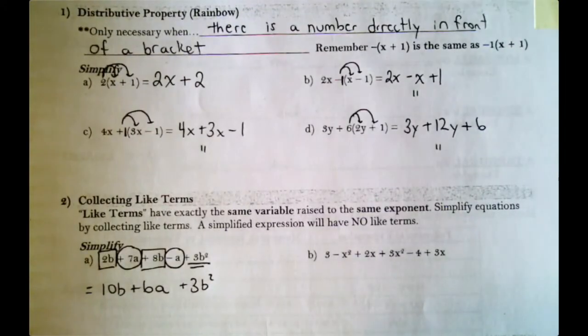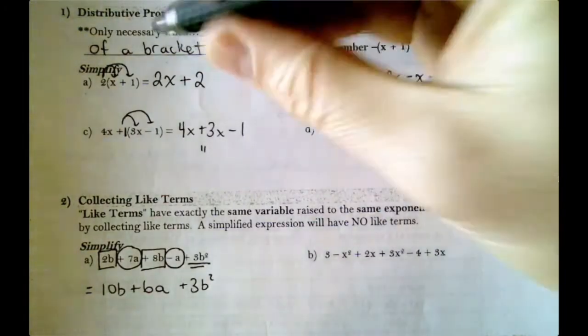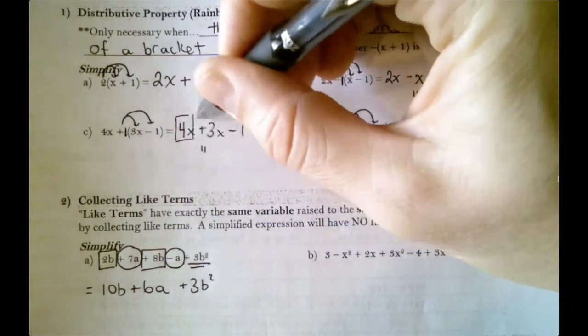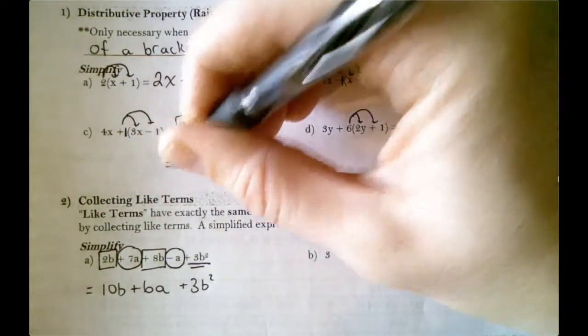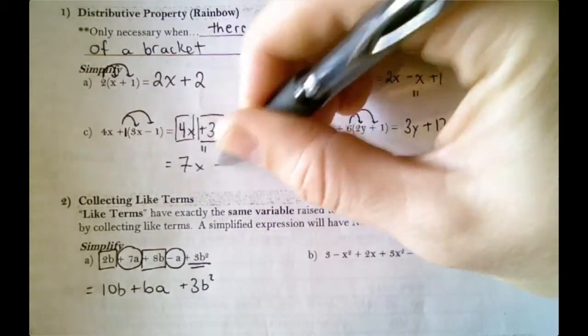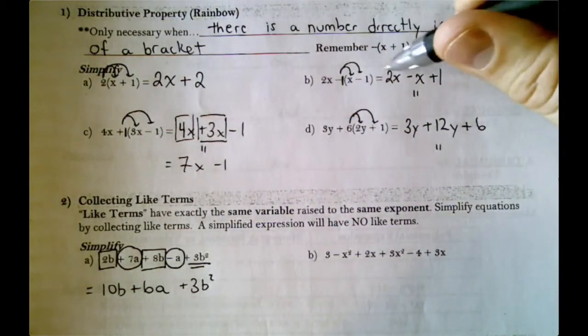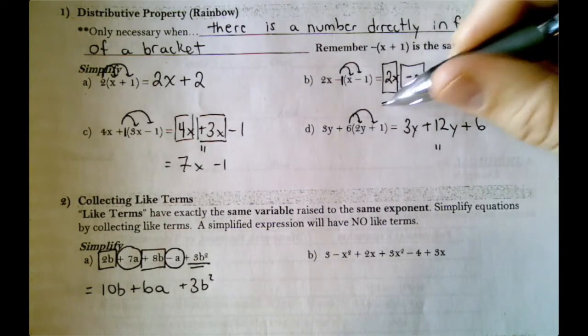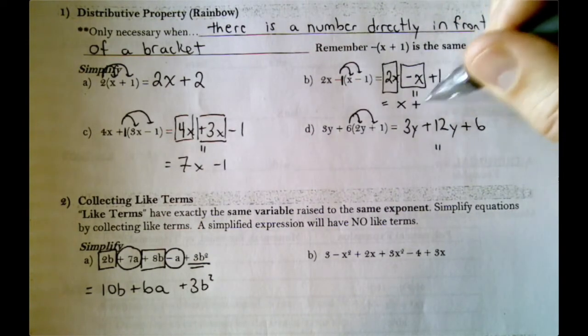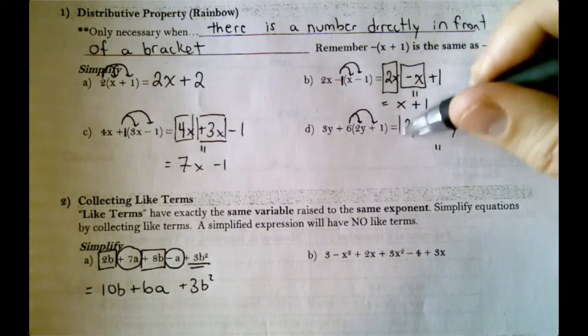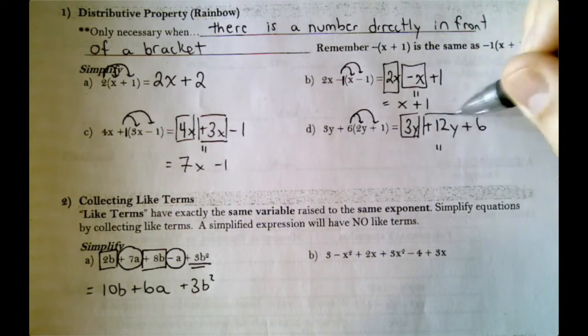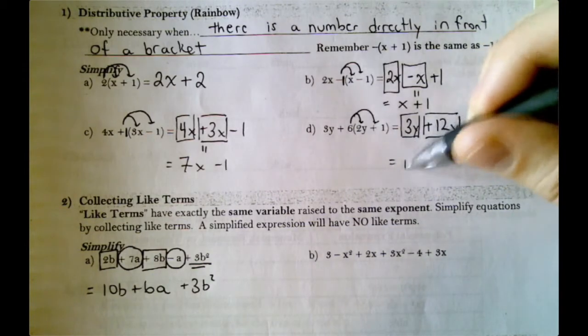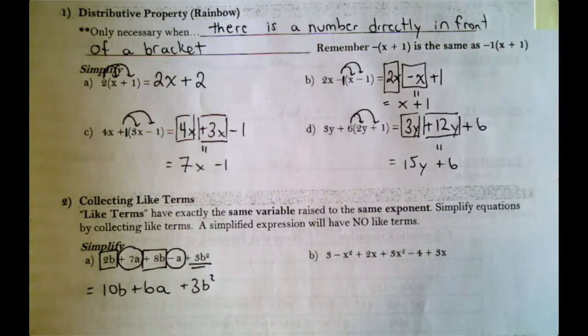So now, if we go back up here, you might be able to see where we have our like terms. We have 4x and 3x, which we could put together and get 7x. In this example, we had 2x minus x. We could put that together and get just 1x. And in our last one, we got 3y and 12y, which makes 15y. So we can also collect like terms.